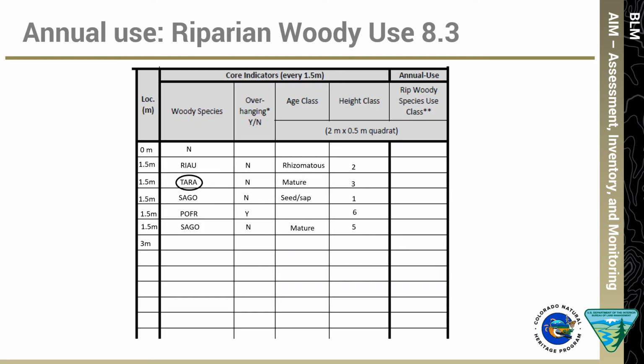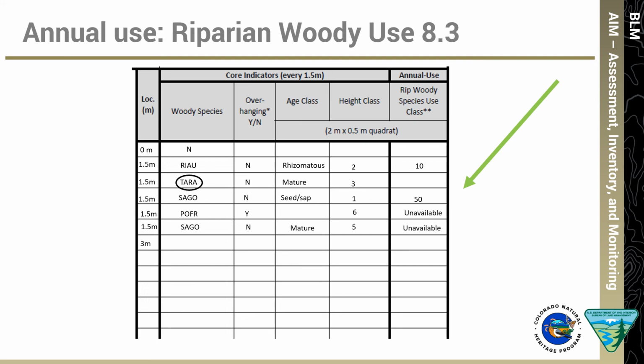Here's an example of how riparian woody use would be recorded on a datasheet, showing data recorded at the 1.5 meter location on the transect. In this example, there are 5 woody individuals, but only 2 of them are available. The Ribes aureum, Riau, which is marked as a use class 10, or slight, and one of the Salix goodingii, Sago, which is marked as a use class 50, or moderate. You can see the riparian woody use class data are recorded on the far right cells for each riparian woody individual.